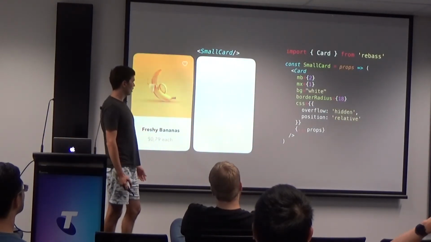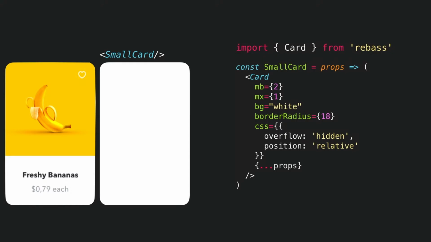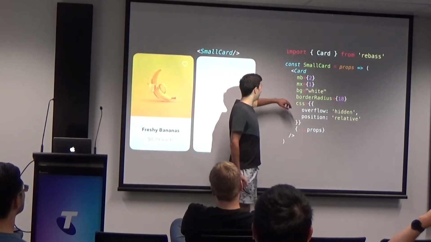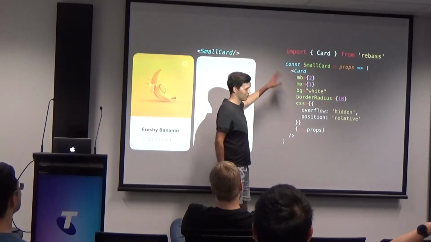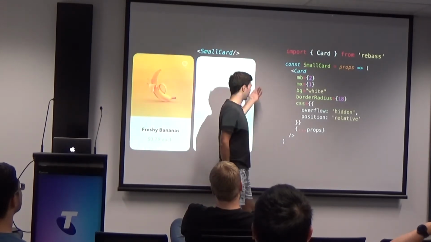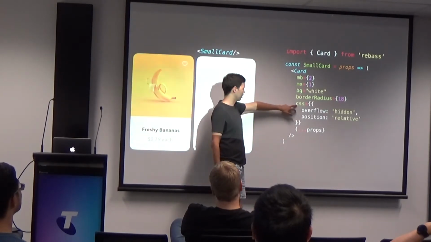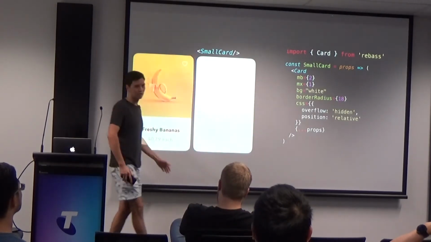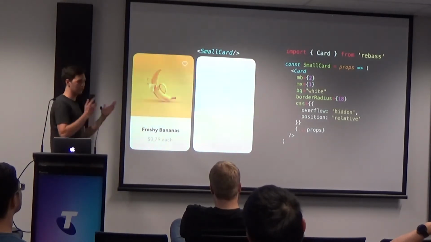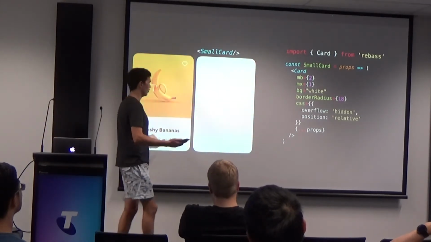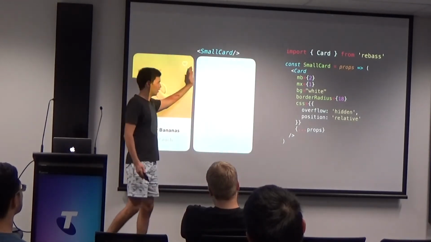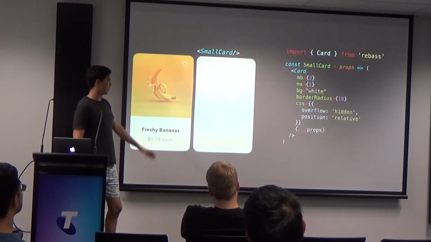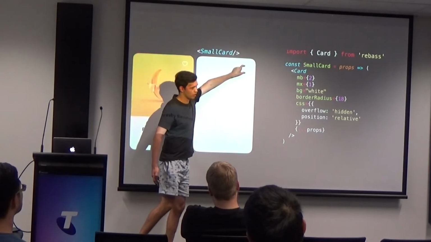All right, so small card starts with a card imported from Rebass, whatever. I don't know how to pronounce it. And then there's a margin around it. There's a background. They have these built-in properties for applying a bunch of standard sizes. And then they have this CSS property where you can just add a bunch of extra stuff in there. So Rebass doesn't have to support every single CSS property in the world. They can just let you add on a little bit of extra stuff. So here we're doing overflow hidden because we want nice rounded edges around our image. And we're also relatively positioning it so that we can absolutely position our heart a bit later on.